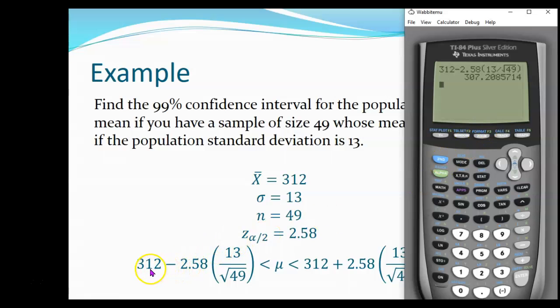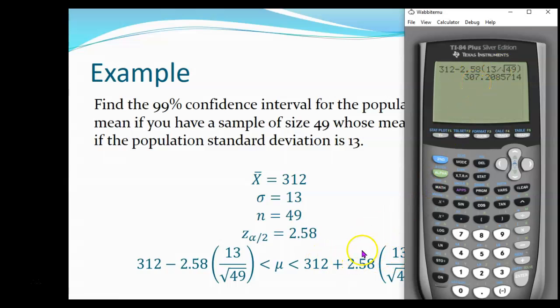By the way, if you're doing this yourself, remember the order of operations. The subtraction comes last, after the multiplication and division here. So it's 312 minus the result of this other calculation. And because the calculator knows about the order of operations, it will do that in the correct order. So it's 312 minus this, which gives you about 307.